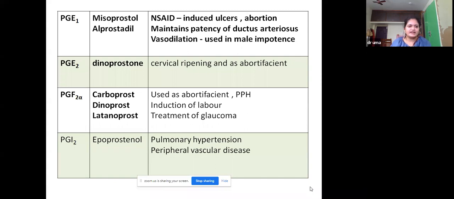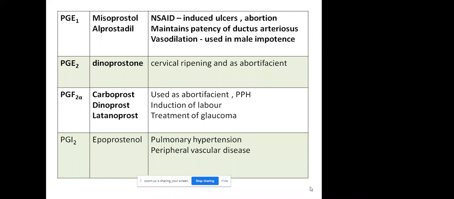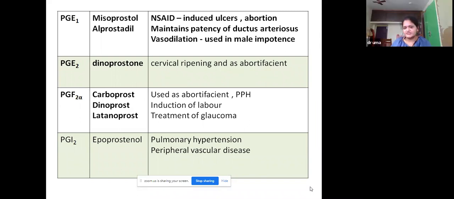So these are prostaglandin analogs. Prostaglandin E1, misoprostol. Already we have discussed. It is used in NSAID-induced ulcer. Along with mifepristone, it is used for abortion up to 7 weeks. And alprostadil maintains the patency of ductus arteriosus. It produces vasodilatation, so it is used in male impotence.